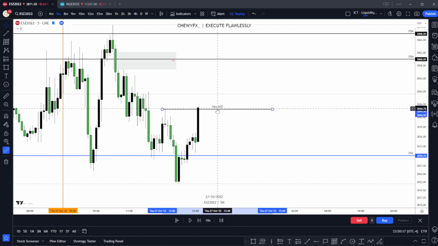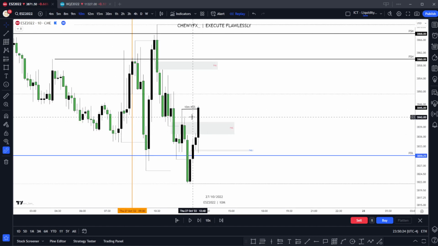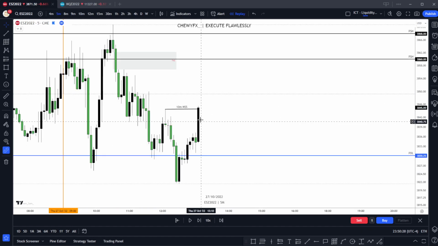Okay, we actually have a strong close here. Let's just confirm this. So this is the last high for us to have a 10-minute market structure shift. It is clearly very strong. We even have a buy side inefficiency there. So now we want to take a look at our order block.